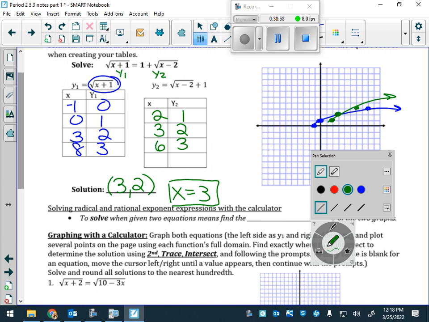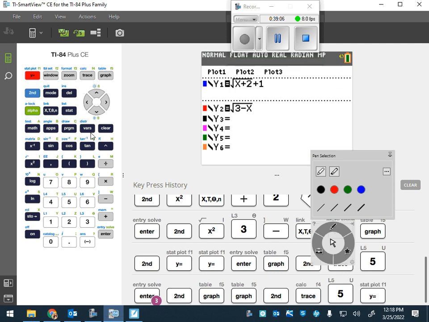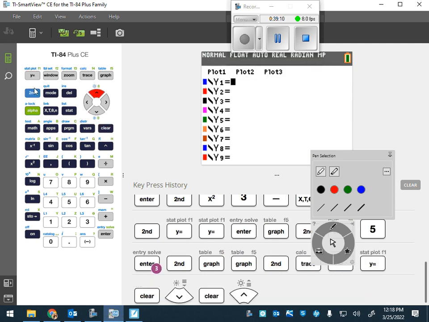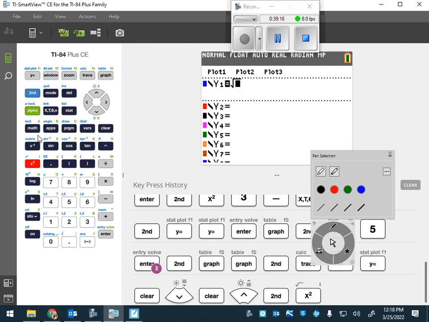y1, y2 again. Okay, and we're going to do some other practice too. y1, y2. So y equals, which is above the second key, x plus 1.